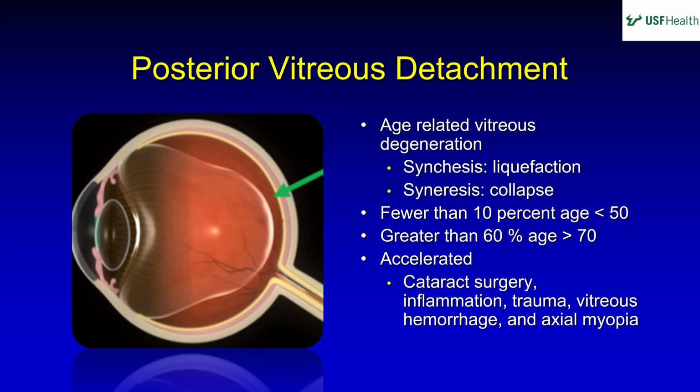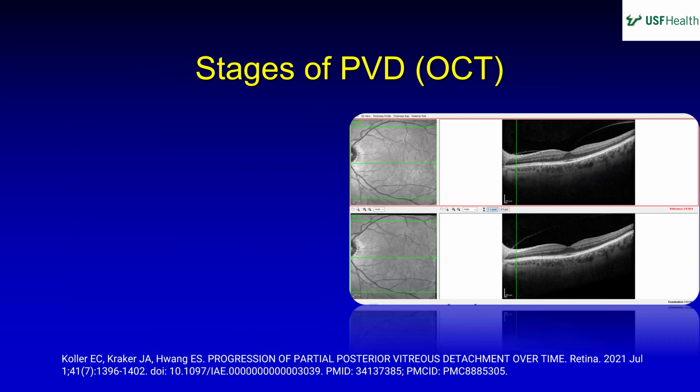It's accelerated with cataract surgery, inflammation, trauma, vitreous hemorrhage, and axial myopia. That's why there is a risk of retinal detachment. Probably half the risk of retinal detachment with cataract surgery is inducing a PVD. And you'll see that with inflammatory diseases. So with untreated uveitis, there's a risk of retinal detachment, which is brutal. Retinal detachments and uveitis are bad.